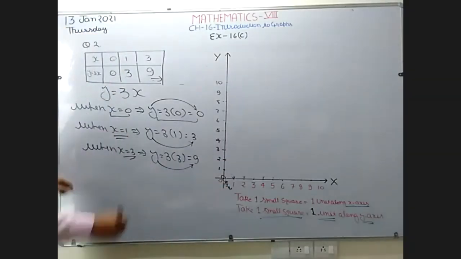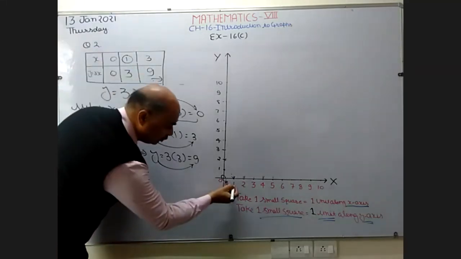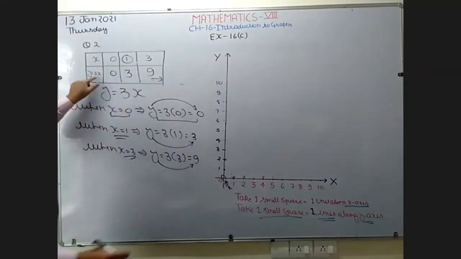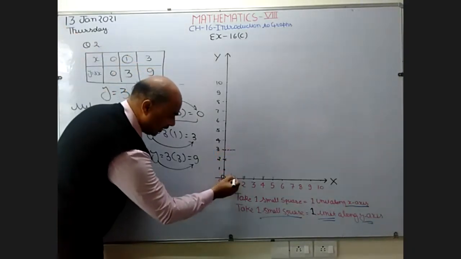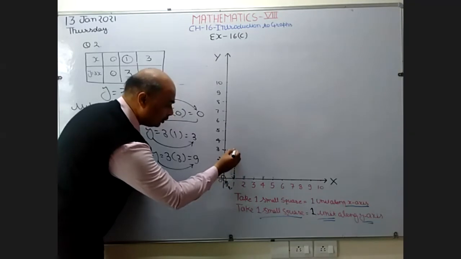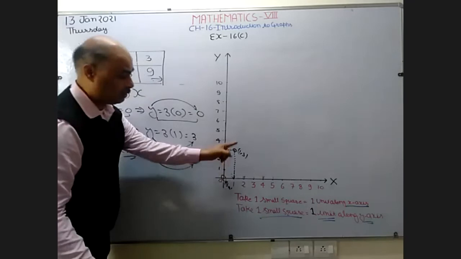Now next, what is given? X value equal to 1. Where is x value 1? This one is your value of x, 1, and the value of y is going to be 3. Now where is 3? This one is your 3 and this one is your 1. Join these 2 points. So this is going to be 1 and 3. This is the second point of your graph.